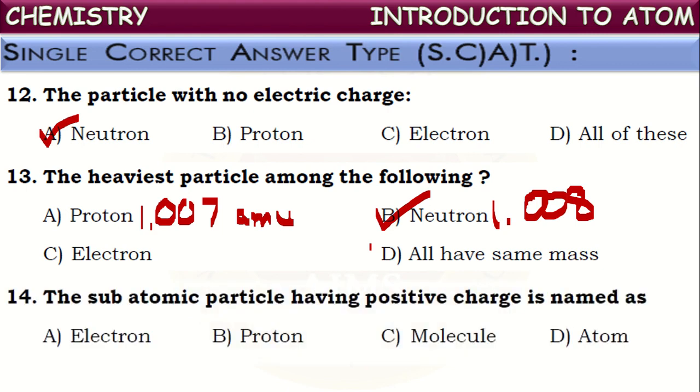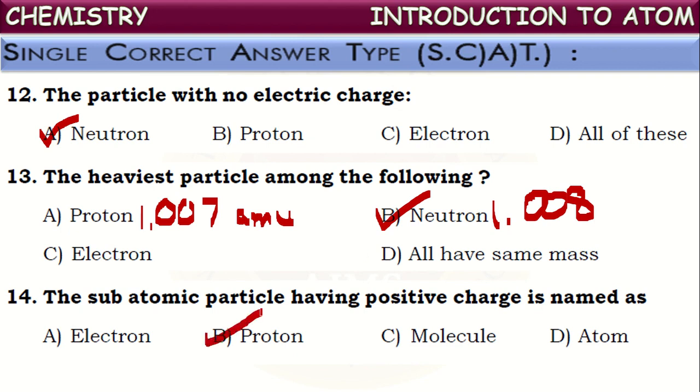Next, the subatomic particle having positive charge is named as. What is a subatomic particle with the positive charge? Totally there are majorly three fundamental particles, which are electrons, protons and neutrons. Out of those three main particles, two are having charge, one is chargeless. The charged particles are electrons and protons. Out of these, electrons are having negative charge and protons are having the same quantity of charge but positive. So the positively charged particles are protons.